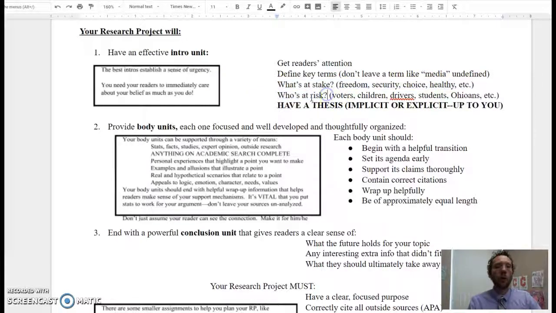Two questions, and again, I have a screencast about this: What's at stake and who's at risk? What is at stake here? Who is at risk? Okay, well, I'll have a lot more to say about that. And then you have to have some sort of a thesis statement. It can be explicit.